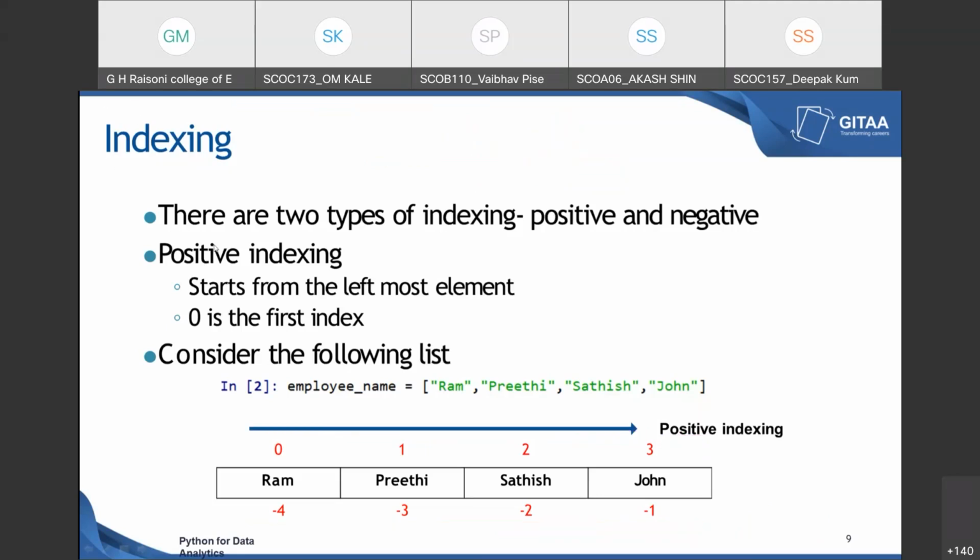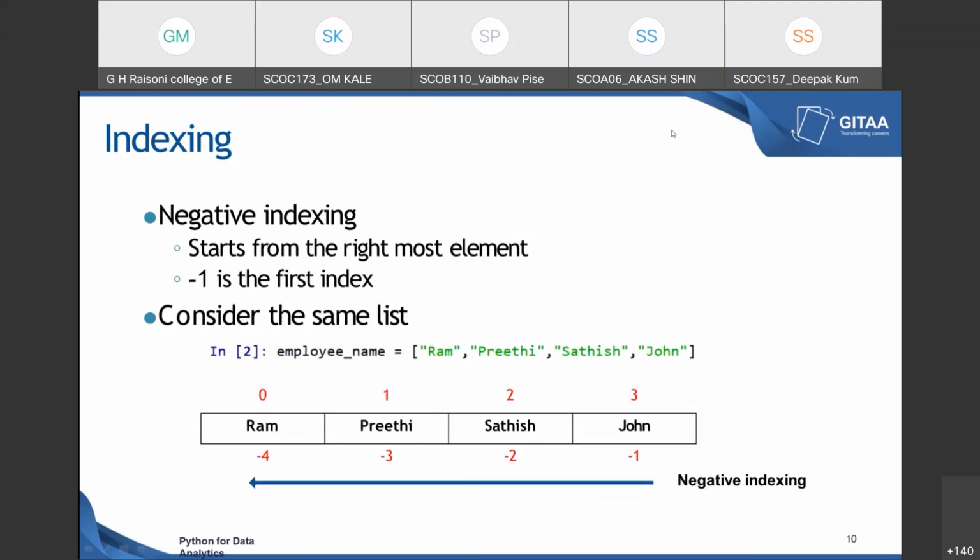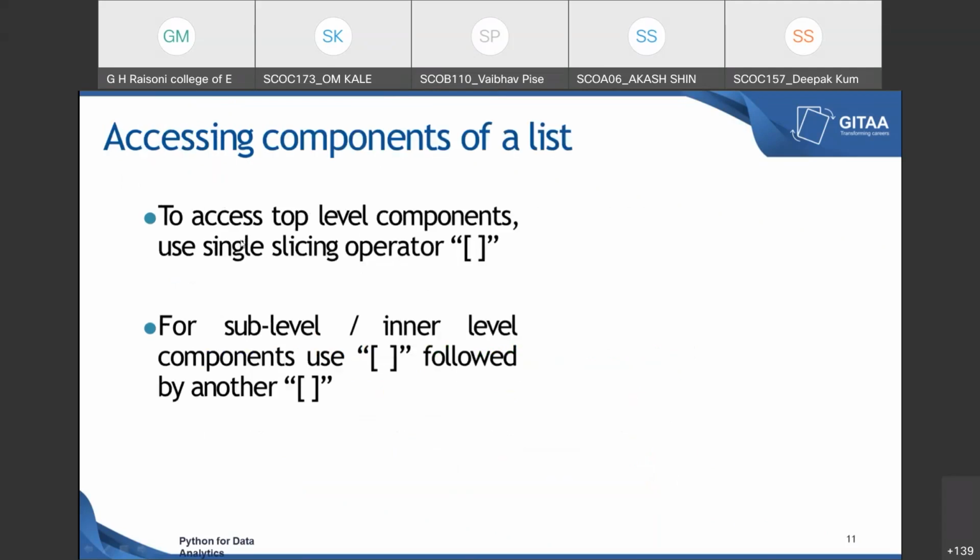Now, negative indexing. In negative indexing, as I said, it starts from the rightmost element and the first index value is -1. Like that, we can go forward. Here, as in the previous diagram, negative indexing is shown. So moving to the next part: how can we access this indexing element?